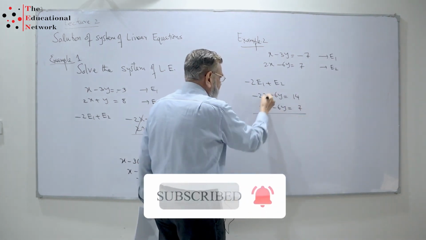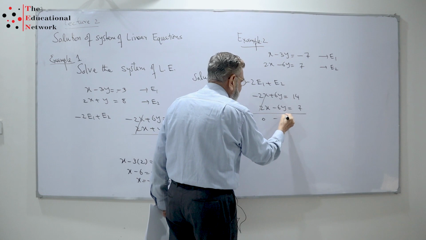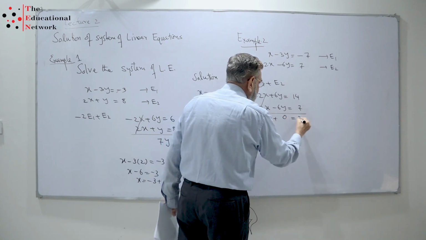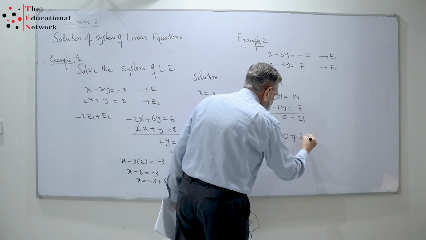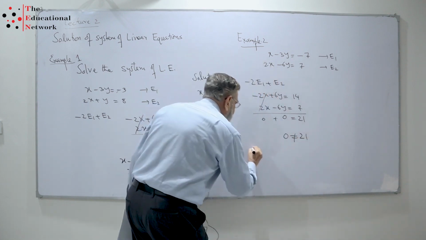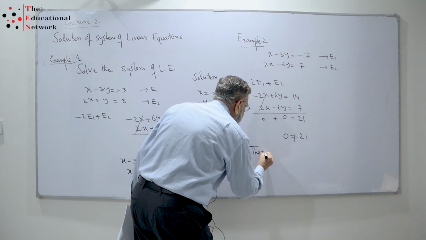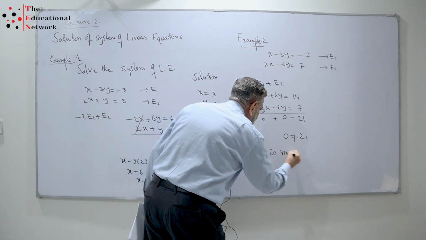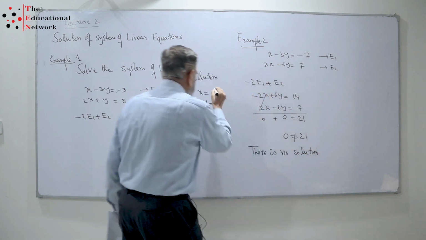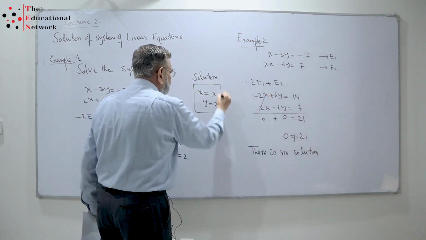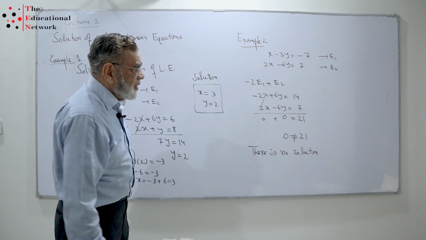I add it. This cancels, we get 0. Again, here we get 0. And here we get 21. Now we can say 0 is never equal to 21. So we say there is no solution. As I said, in example 1, we have the solution. This was our solution. And here there is no solution.